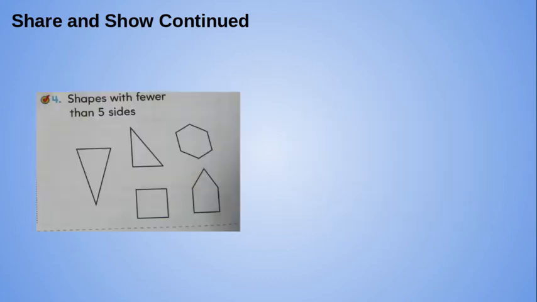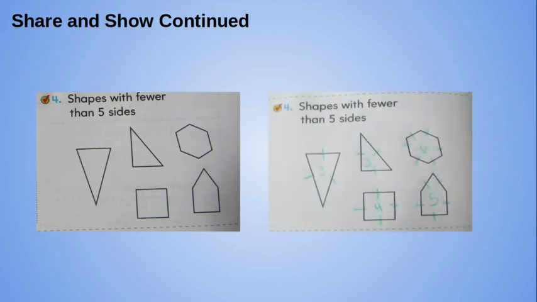The last one on this page says our rule is shapes with fewer than 5 sides. This time I'm labeling the sides using those little dash marks. Go ahead and label your sides, write the number inside the shape. Then we are looking for those that have fewer than 5 sides, less than 5. And that should look like this.